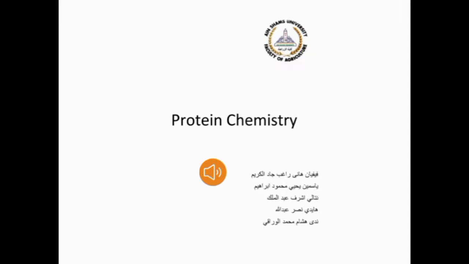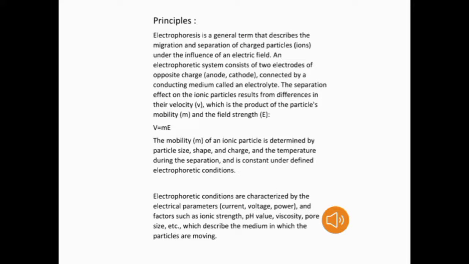Faculty of Agriculture, Ain Shams University, Biotechnology Group, second year. Name of the subject is protein chemistry. Our team is named Dream Team. We have to talk about electrophoresis in our project. First, we will talk about the principles.